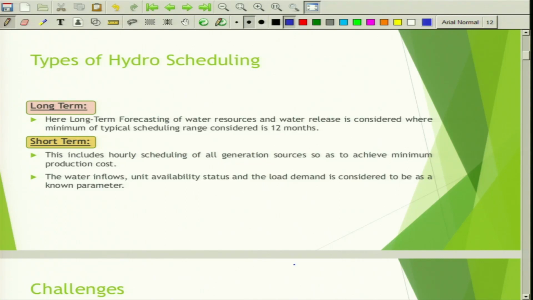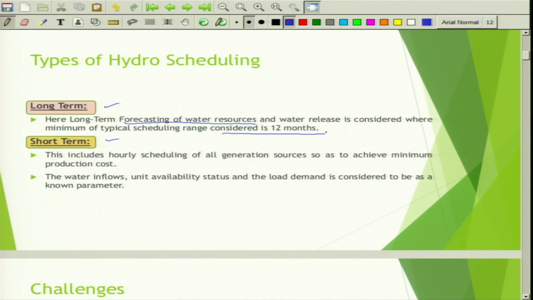So there are two types of hydro scheduling. One is long term schedule and the other is short term schedule. Here long term forecasting of water resources and water release is considered, where the typical minimum scheduling range considered is around 12 months or 1 year, right. So long term available water resources, considering all the seasons, the possible water accumulation and their possible utilization for multiple other purposes to sustain humanity and other livelihood.